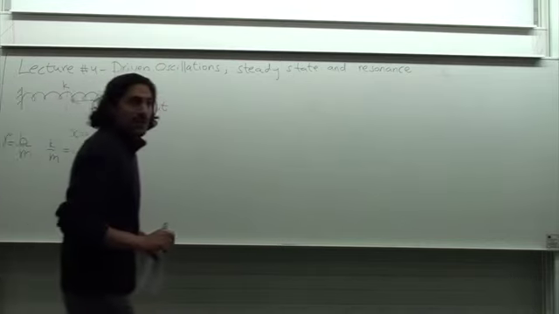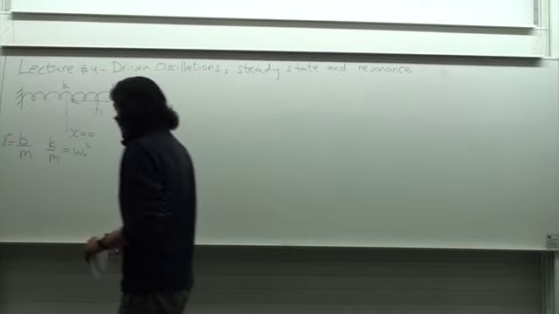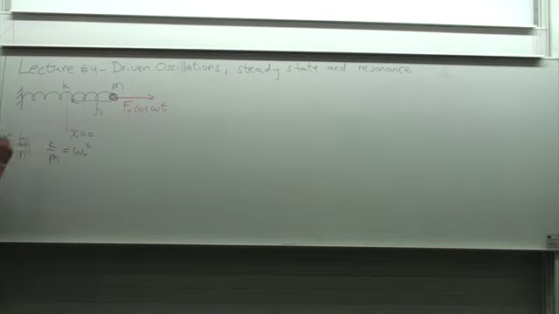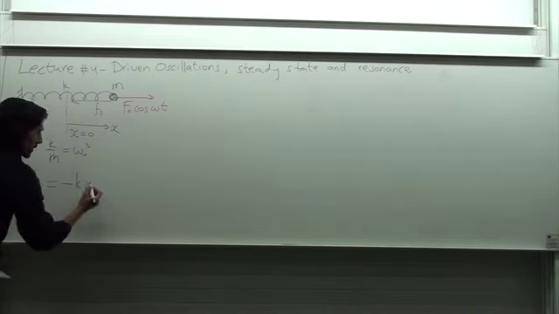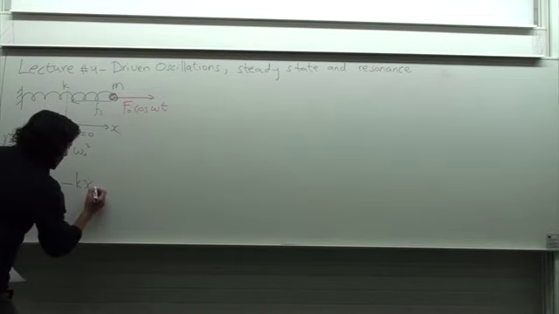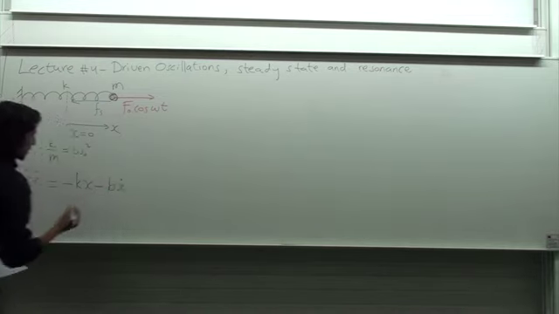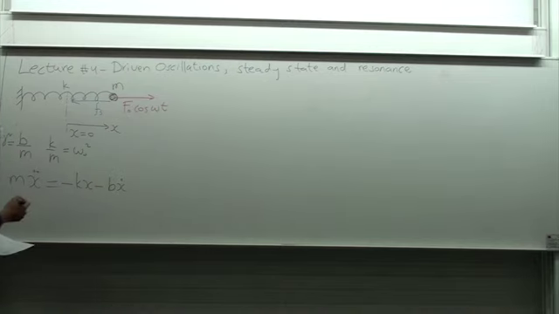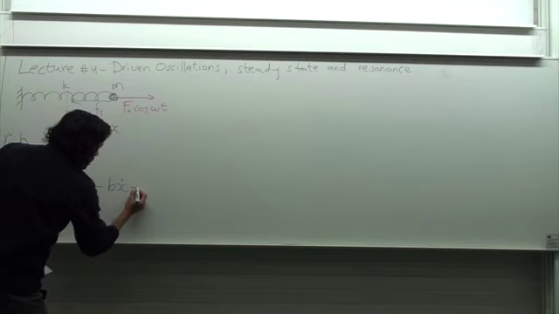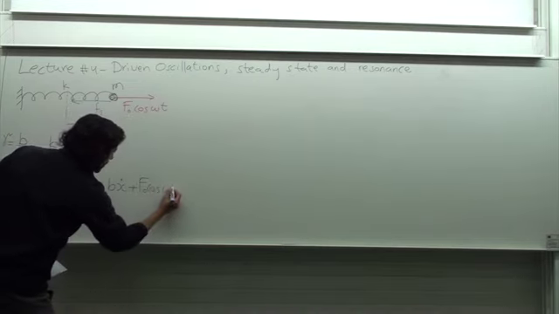And now we write Newton's second law, F equals ma. So m x double dot equals, what do we have? We have the spring force, so we have a minus k x. We have a resisting force. I remind you that it is a b times v, so it's a minus v times x dot. And we have the driving force F0 cosine omega t.